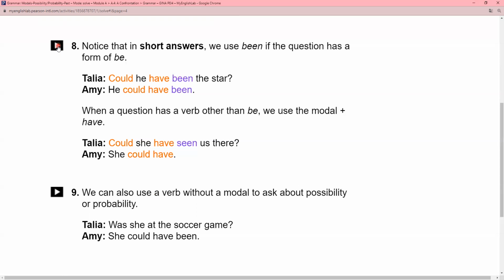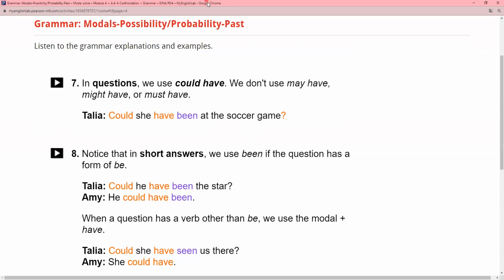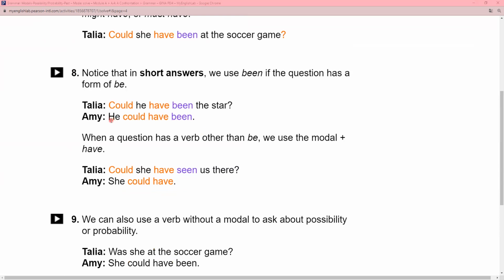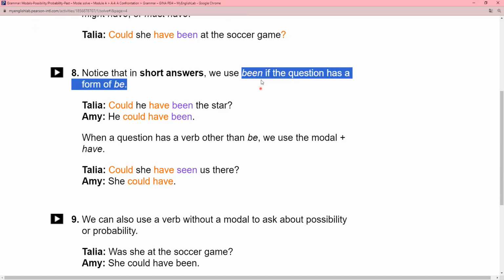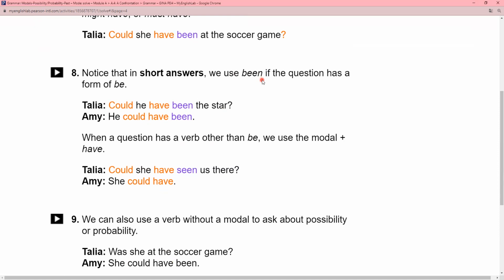Right, so we're going to continue now with the answers. We have short answers, yes, no answers, right? Could he have been the star? So notice that if we use been, as the participle form of the verb be, we're going to continue with the same verb. I mean, I'm going to answer in a complete way, you know.